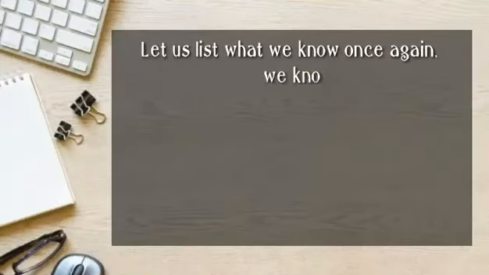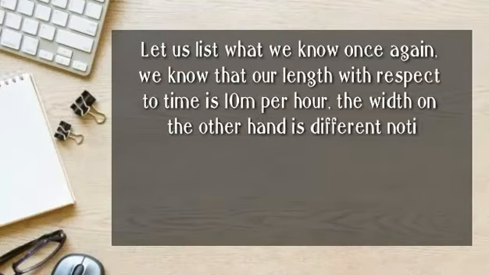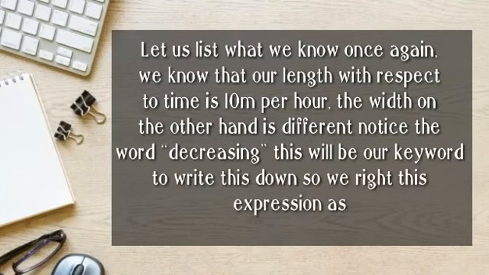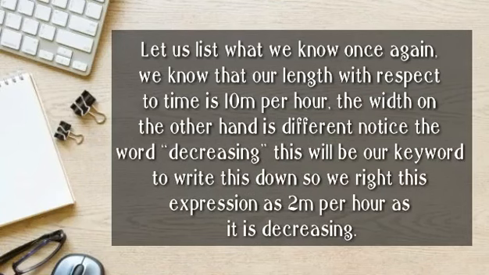Let us list what we know once again. We know that our length with respect to time is 10 meter per hour. The width on the other hand is different. Notice the word decreasing. This will be our keyword to write this down. So we write this expression as negative 2 meter per hour as it is decreasing.